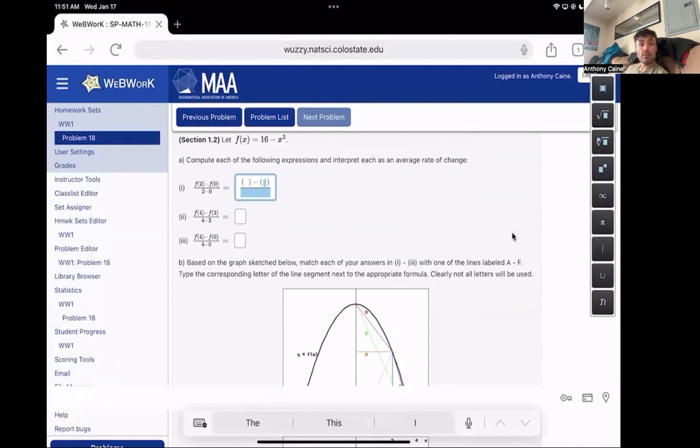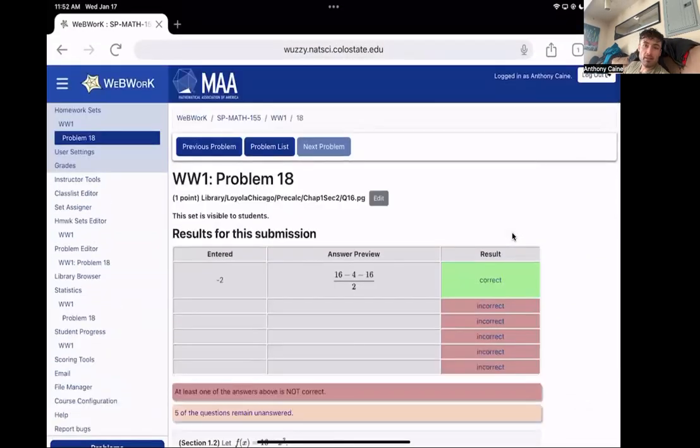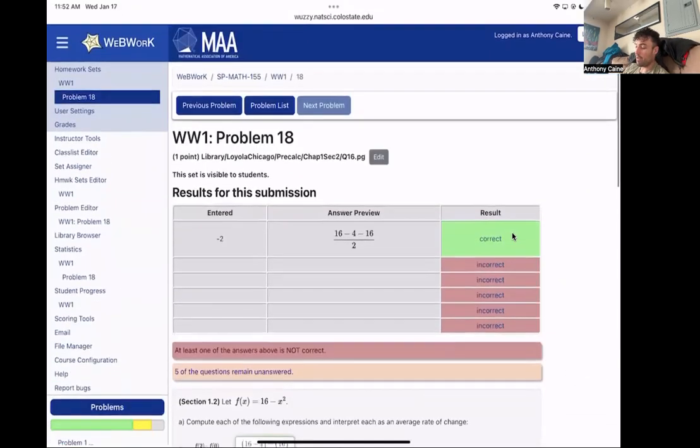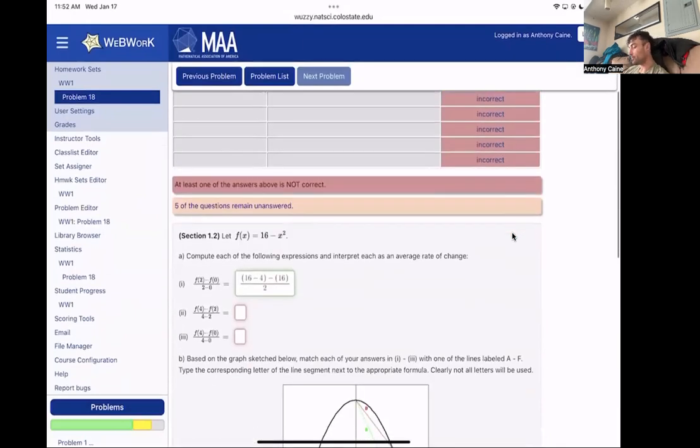So what is f of 2? Well, let's just plug 2 into our function. 2 squared is 4, so 16 minus 4 is f of 2. What is f of 0? It's just 16 because 0 squared is 0. What is 2 minus 0? That's just 2. So this is how I would do it, and I wouldn't sweat it. And conveniently, Webwork tells you what it reduces to. It reduces to -2.